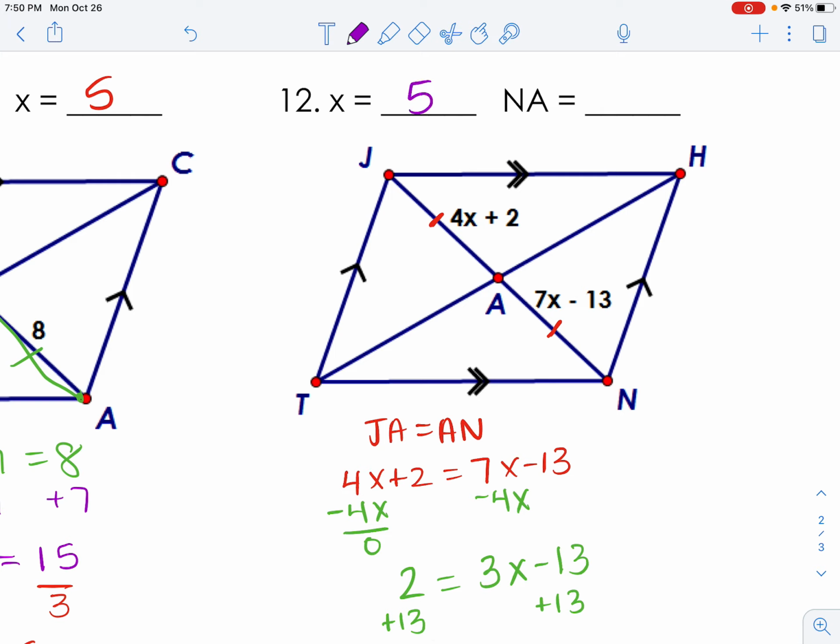Now, to use that information to find NA, we know that NA is equal to the expression 7x minus 13. We're going to plug in 5 for x. So we get 7 times 5 minus 13. 7 times 5 is 35. Minus 13, I get 22.